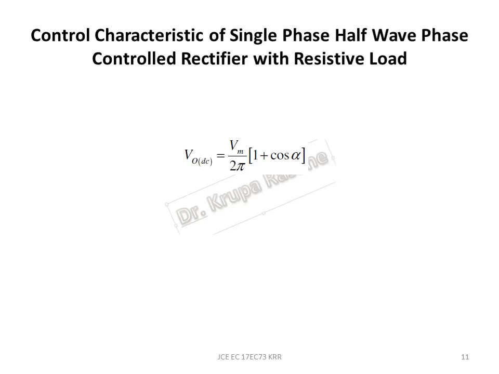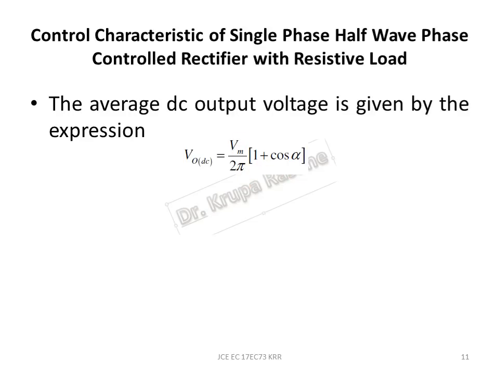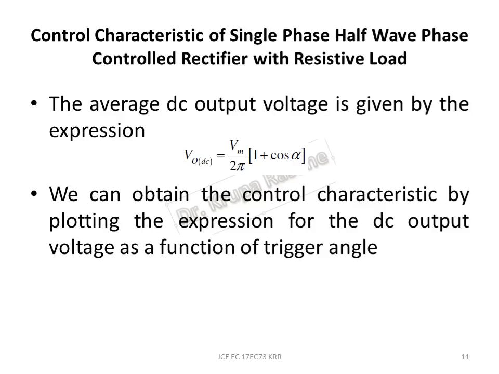So, control characteristics of a single phase half wave phase controlled rectifier with resistive load. We know that V naught DC equals Vm by pi times (1 plus cos alpha). The average DC output voltage is given by this expression, and we can obtain the control characteristics by plotting the expression for the DC output voltage as a function of trigger angle. So let's plot and see how this V naught or output voltage can be controlled. How can we control it with respect to alpha?